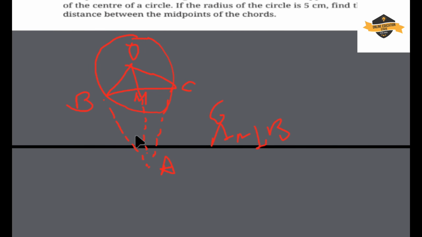Triangle ABC is isosceles, so BM is equal to MC. On that condition, we can say that AM is perpendicular to BC. So the midpoint of the chord is also perpendicular. Hence O lies on AM. Therefore, the altitude from A to BC passes through the center of the circle. This is all about chapter 2.